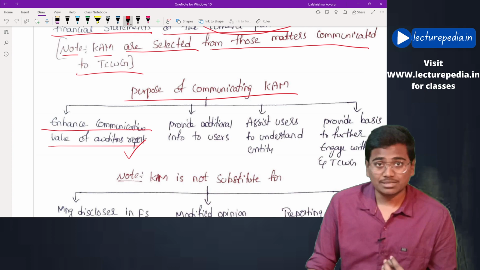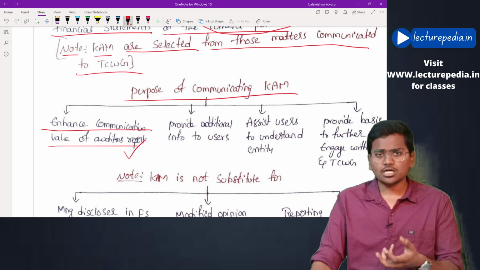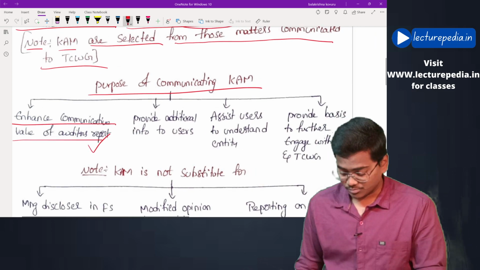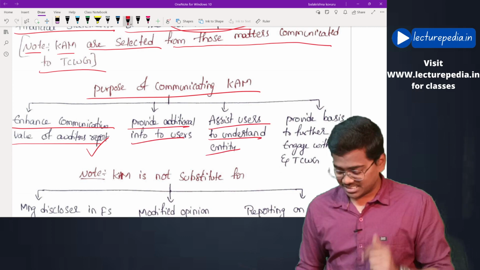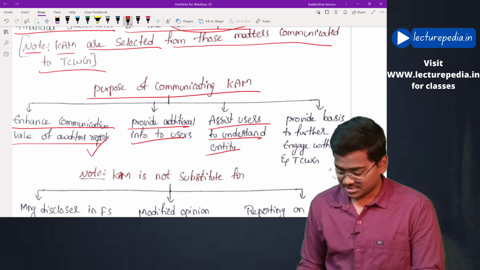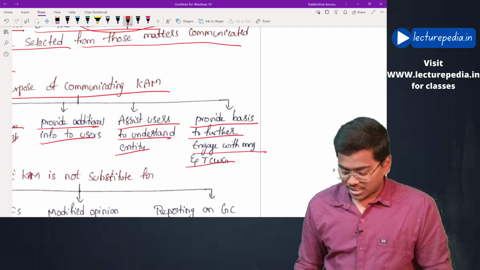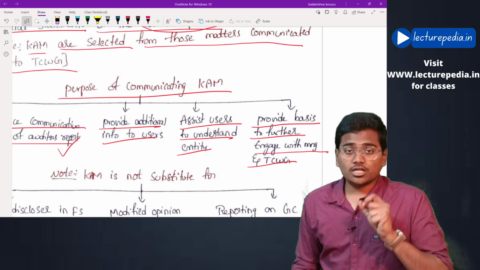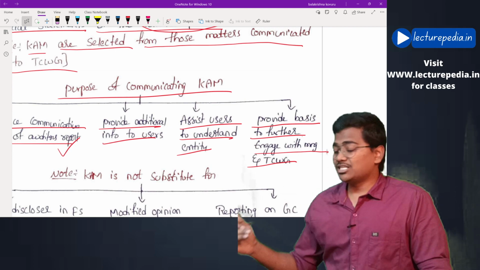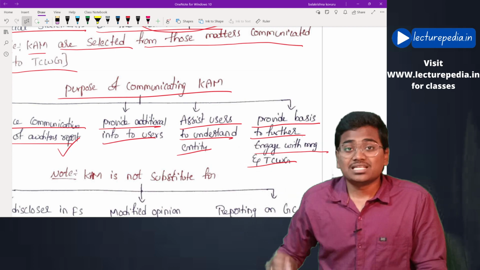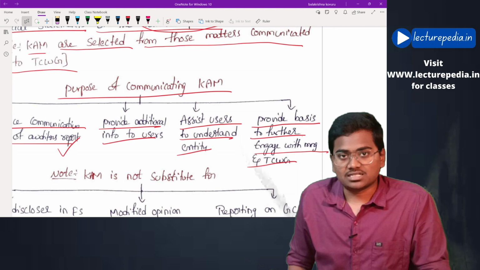It gives some additional communication to the users of the financial statements or users of the auditor's report. Next, it provides additional information to the users and assists users in understanding the entity and the audit that has been conducted. It also provides a basis to further engage with management and those charged with governance. When these key audit matters are communicated in the audit report, the users, by reading them, will have a chance to communicate with those charged with governance regarding these key audit matters.